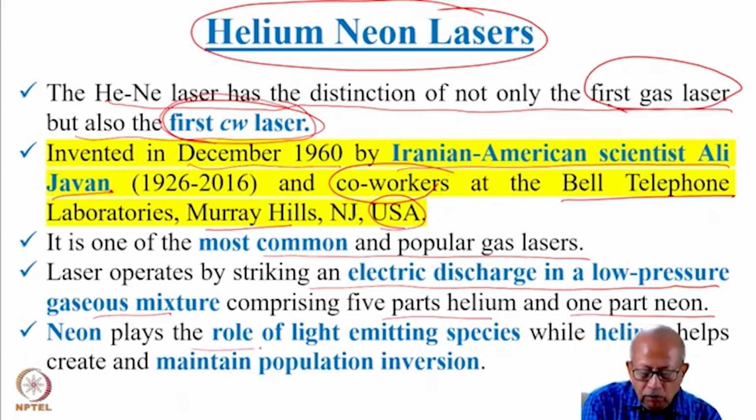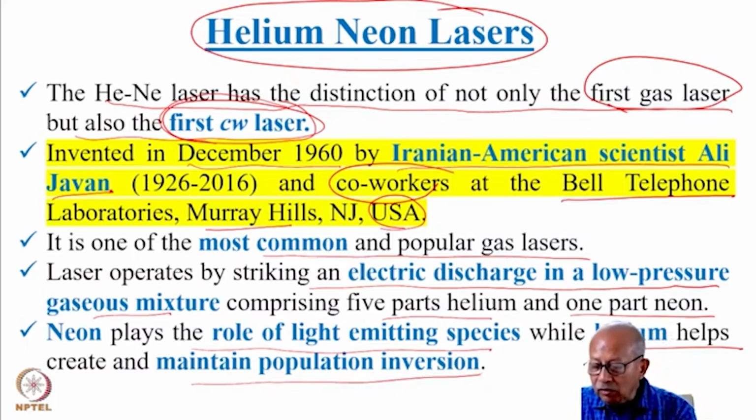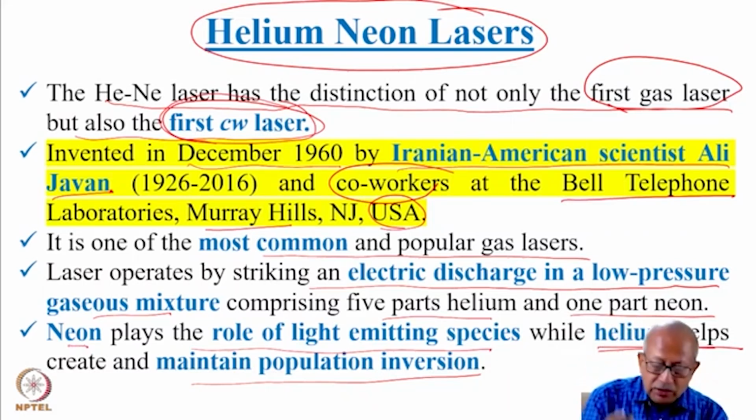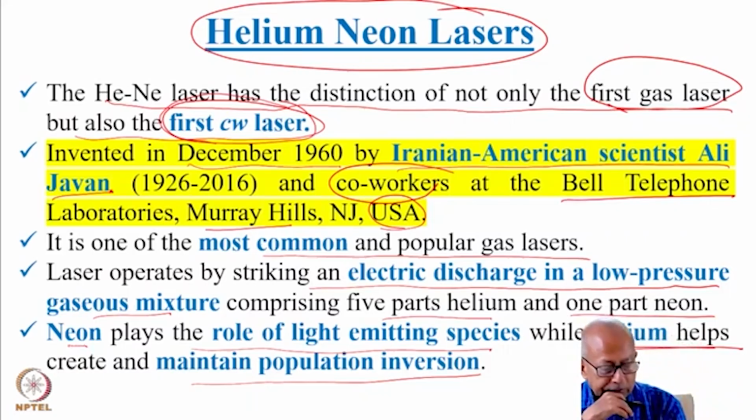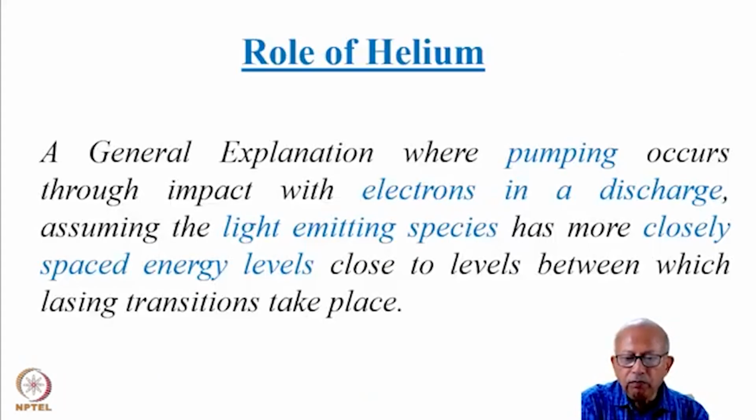Neon plays the role of the light emitting species, while helium helps to create and maintain population inversion. So helium is not the light emitting species, but it helps create population inversion in neon, which is actually the light emitting species. Therefore, helium basically performs the role of a surrogate gas here. So let us try to understand the role of helium in a little more detail.